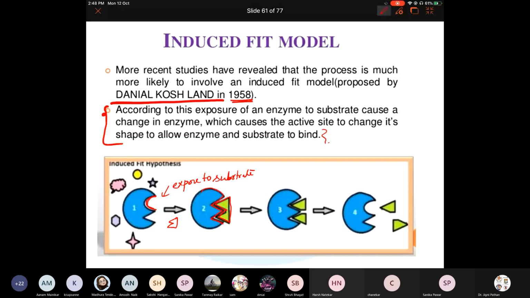Yes, okay, I'll explain to you. Listen to this. What do you understand by the induced fit model? See, first thing is the induced fit model was given by Daniel Koshland in 1958. What do you mean by this? It means the enzyme will not have a ready active site for the substrate. But after it is exposed to the substrate, the enzyme will reframe its active site according to the substrate so that it can bind and give the product. Got the point?